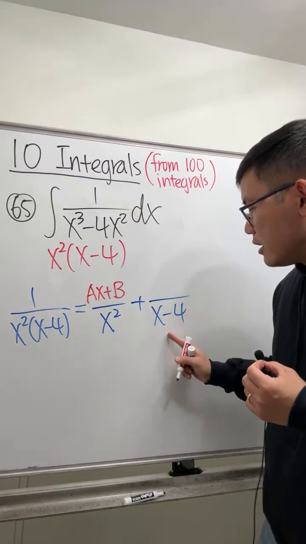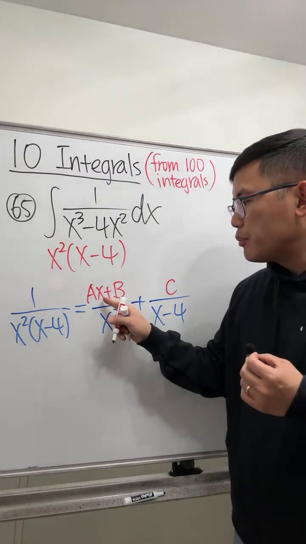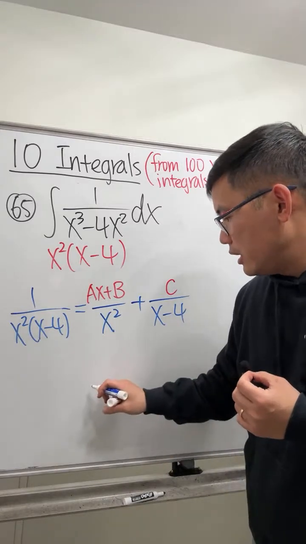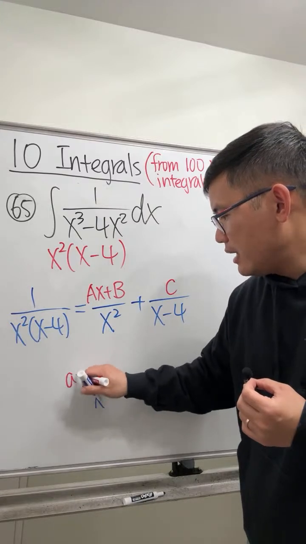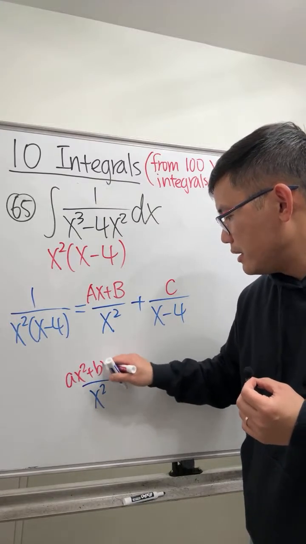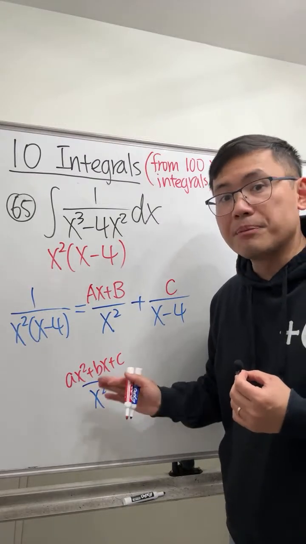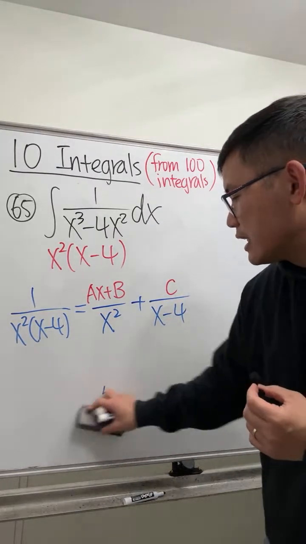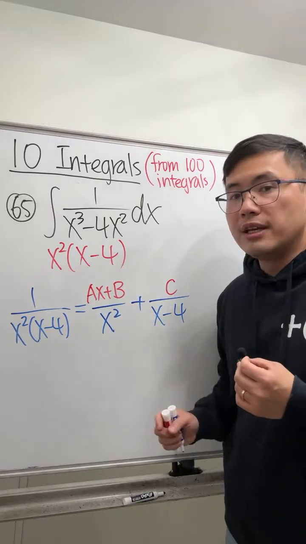This right here is a linear. The top will be a constant, so you just put down c. The top will be 1 degree less than the bottom. And the reason is because if you have the same degree, let's say ax squared plus bx plus c, well, same degree, you should have done polynomial long division first. That's why when you set up partial fractions, the top should be 1 degree less than the bottom.